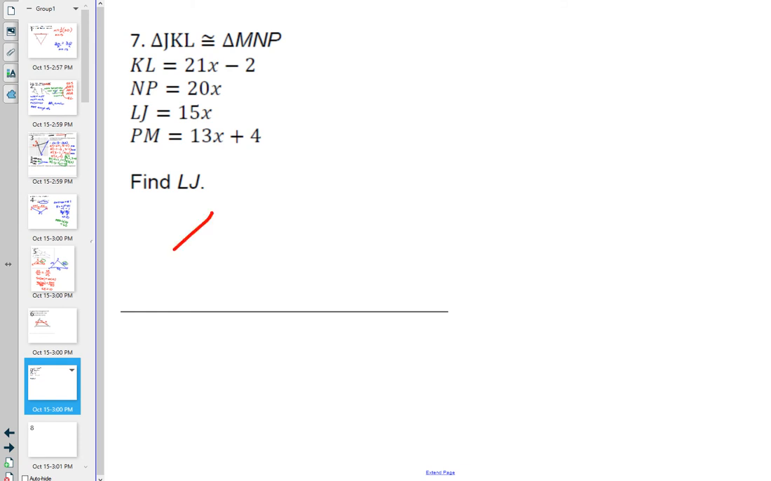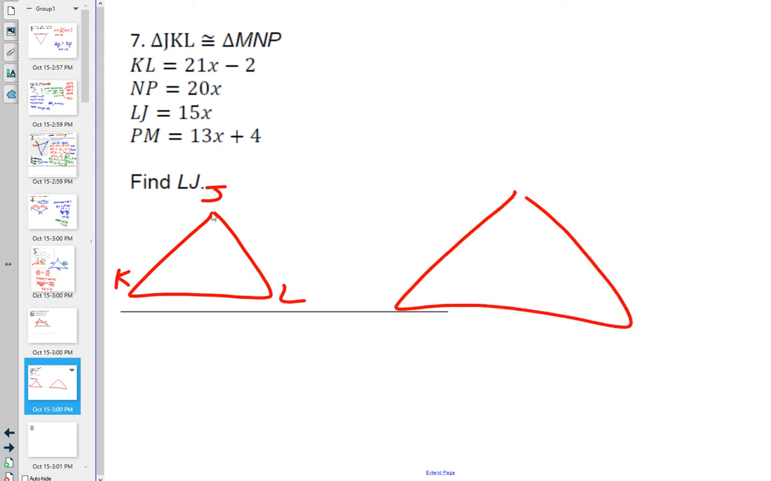So they give me a triangle called JKL and another triangle called MNP, which are supposed to be congruent. So I'll put M, then N would go with where the K is, and P would be there, and then I would label. So KL is 21x minus 2. NP is 20x. LJ is 15x. PM is 13x plus 4. And find LJ.